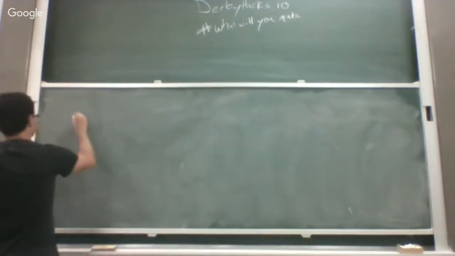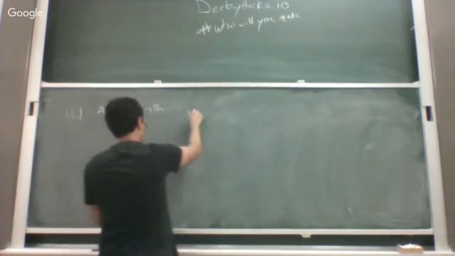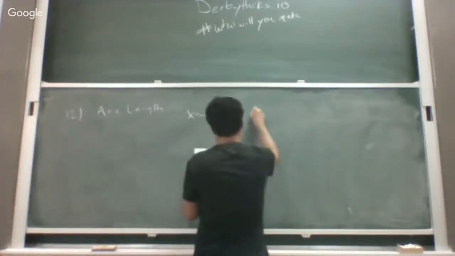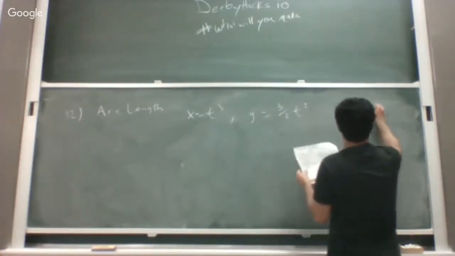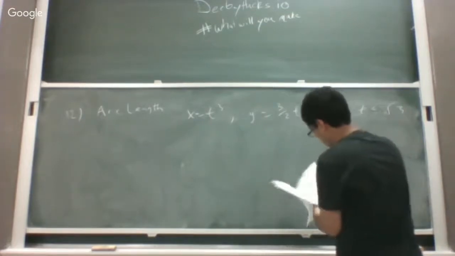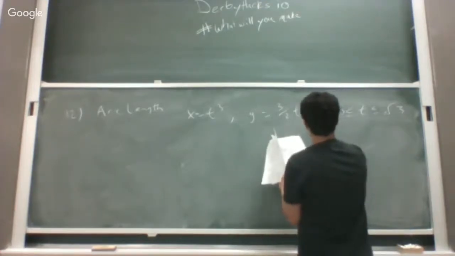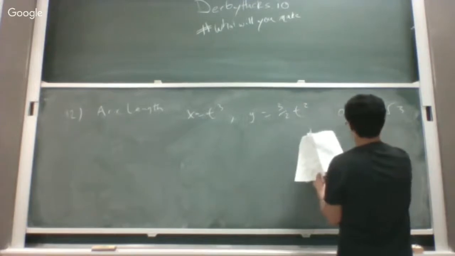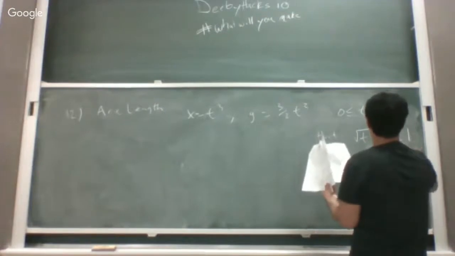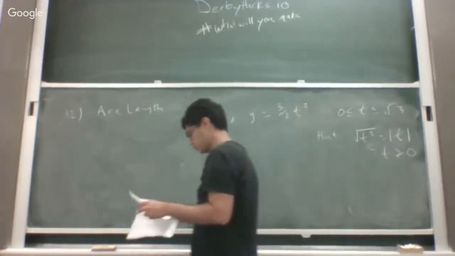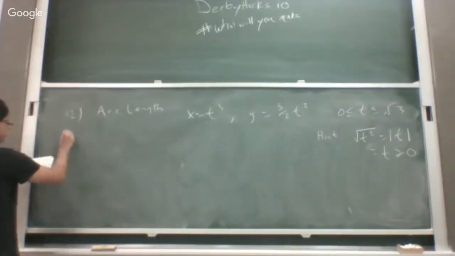Find the arc length. Guys, let's quickly finish this. Arc length: x is equal to t cubed, y is equal to 3/2 t squared, between 0 and square root of 3. And then they say hint: the square root of t squared is equal to the actual value of t, when t is greater than or equal to 0. So they tell you that it's greater than or equal to 0. They tell you all of that.